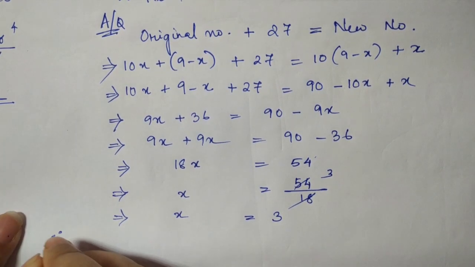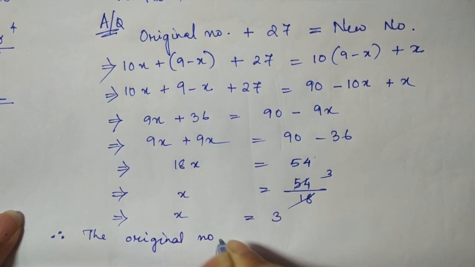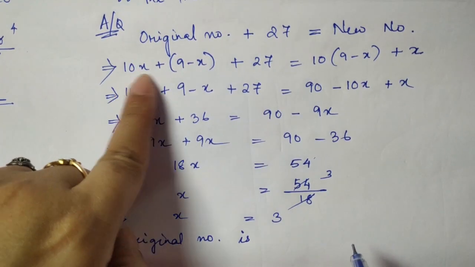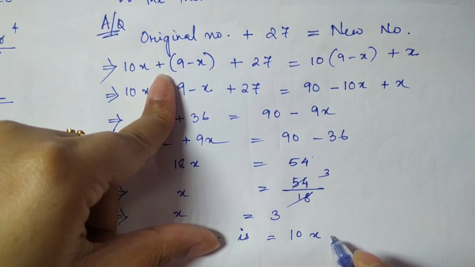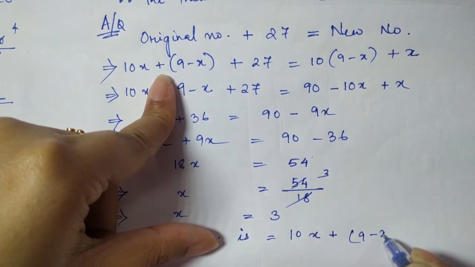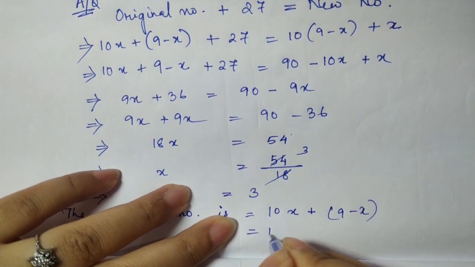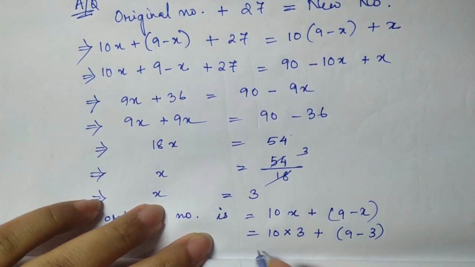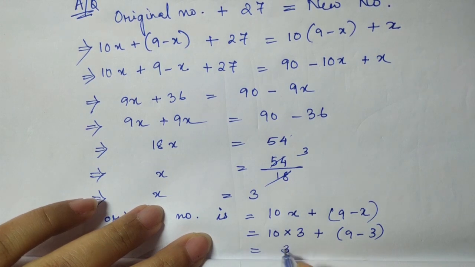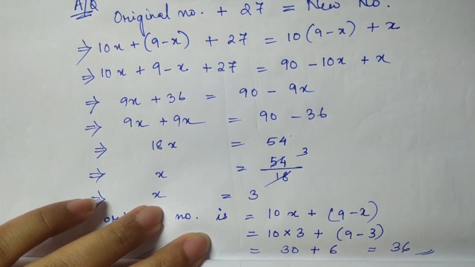So what will be my number? Therefore the original number is, what did I write as the original number equation? This: 10x plus 9 minus x. So I'll put the values in it. Please see it carefully. So 10 into, what is my x value? 3, plus 9 minus 3. Let's solve this one. 10 threes are 30, plus 9 minus 3 is 6. So 30 plus 6 is equal to 36. So my number is 36.